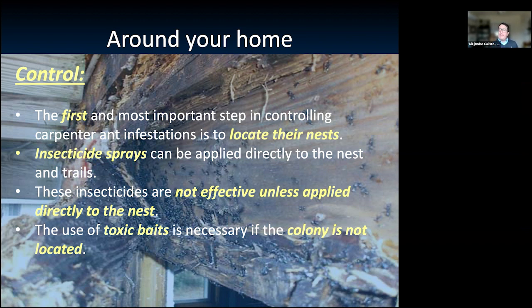So the key, if you find a nest and want to kill that colony using a spray or a contact insecticide, is that you have to spray the colony. If you try to spray the trails, you're going to kill the worker ants, but you're not going to kill the colony. You have to think of the colony as just an individual. You have the queen, the workers, and the reproductives. So you actually have to target the individual colony.